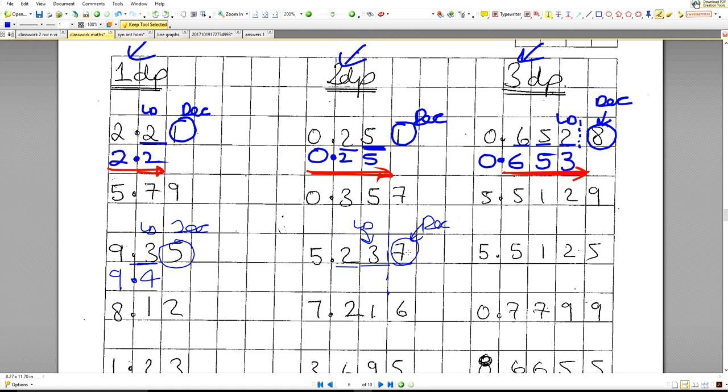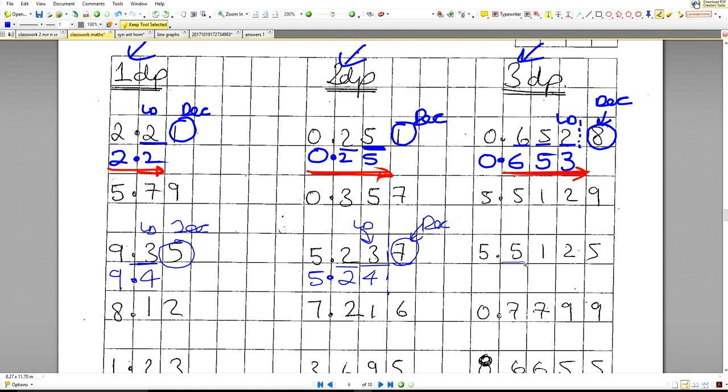Now because this one is 5 or more, it's 7, we add 1 to the 3, that becomes 4. Copy that down, copy that down, copy that down, and we have finished the second question. 5.24. That's excellent. Now 3DP.